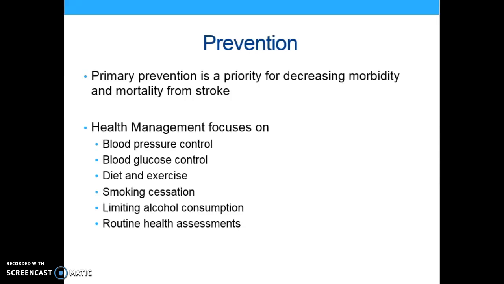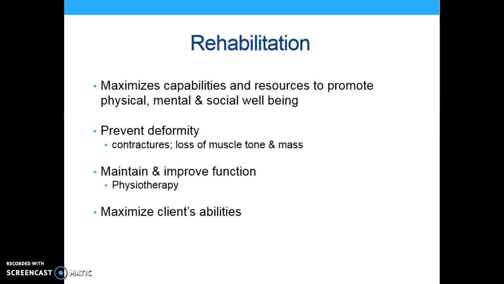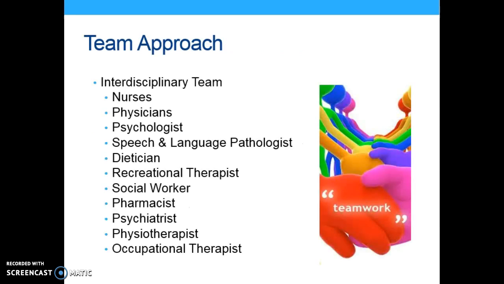Prevention is really the key, as previously mentioned, to decrease the morbidity and mortality from stroke. Rehab is a key component post-stroke. We want to maximize the capabilities of the patient and hopefully return them to physical, mental, and social well-being. Preventing deformities through contractures, maintaining and improving function through physio, and maximizing the client abilities is important. Teamwork and collaboration is essential, and the approach to teamwork for a patient who's having a stroke includes a variety of interdisciplinary teams.